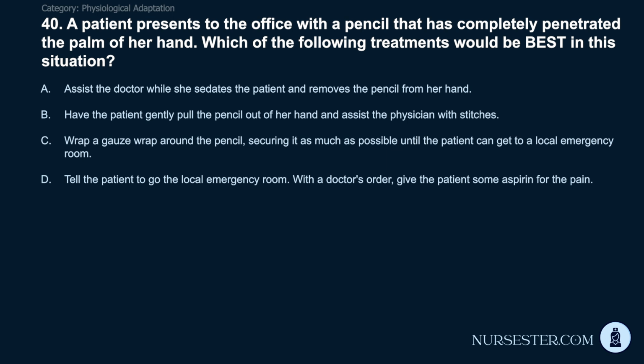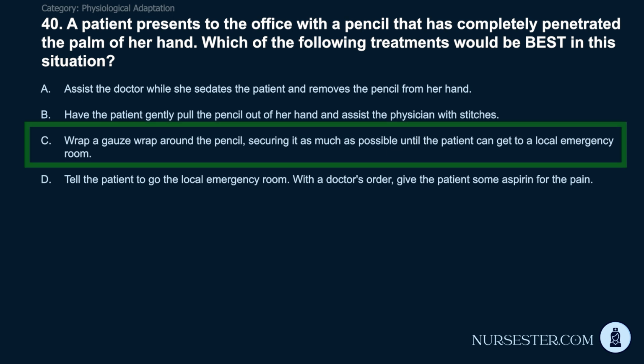40. A patient presents to the office with a pencil that has completely penetrated the palm of her hand. Which of the following treatments would be best in this situation? A. Assist the doctor while she sedates the patient and removes the pencil from her hand. B. Have the patient gently pull the pencil out of her hand and assist the physician with stitches. C. Wrap a gauze wrap around the pencil, securing it as much as possible until the patient can get to a local emergency room. D. With a doctor's order, give the patient some aspirin for the pain. Tell the patient to go to the local emergency room.